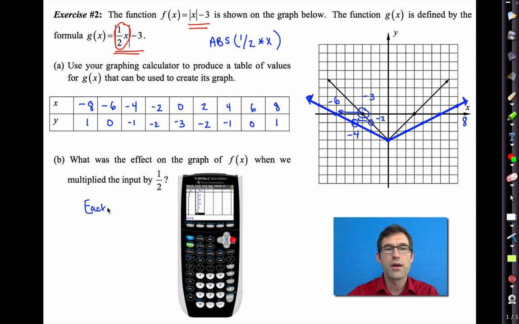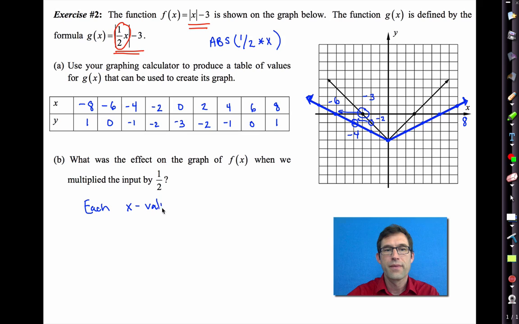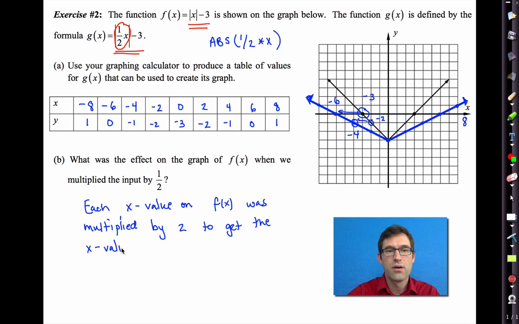So each x value on f of x was multiplied by 2 to get the x values on g of x. So again, it worked exactly counterintuitive to what you'd think. You'd think, oh, I multiply x by 1/2, yeah, the graph's going to compress. But it doesn't. It actually gets wider then, right?